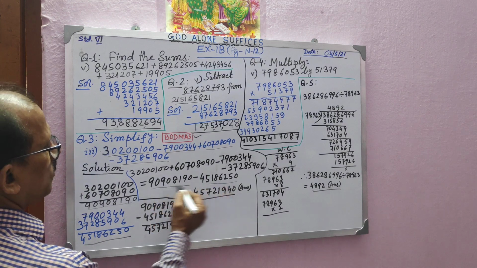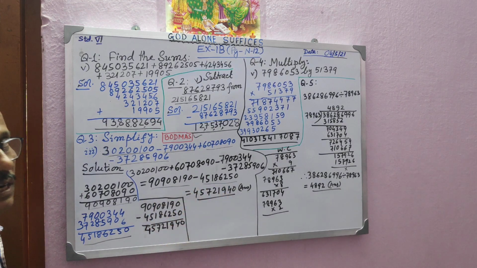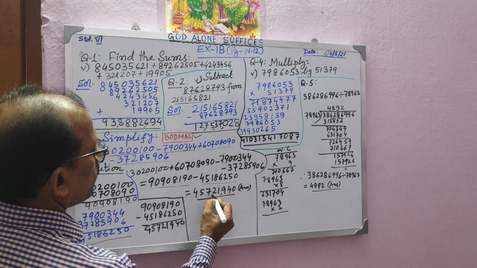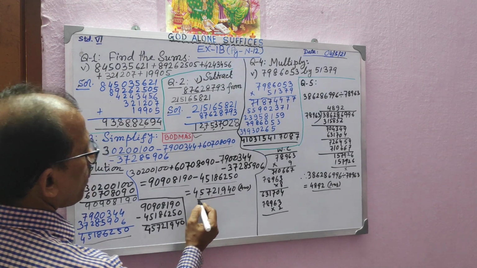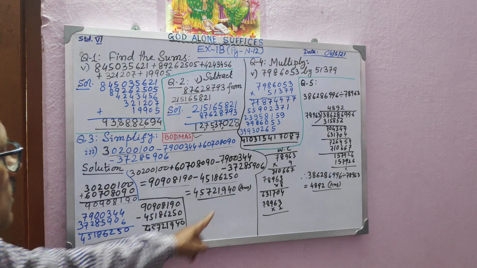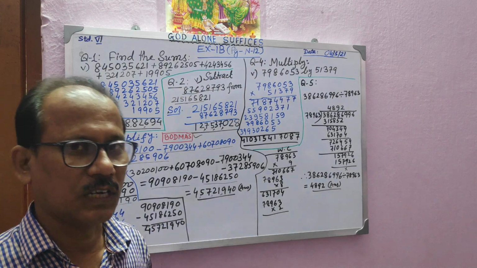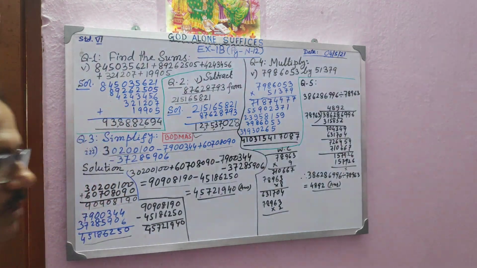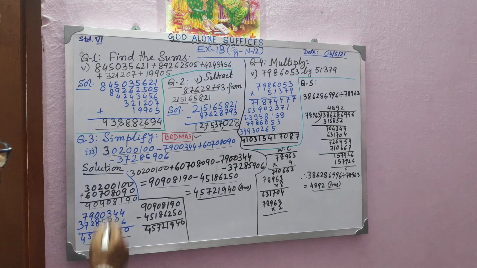So among these two, again working column into the subtraction, then you will find this is the number. You can put Indian system commas. This will become 4,57,21,940. Understood now?